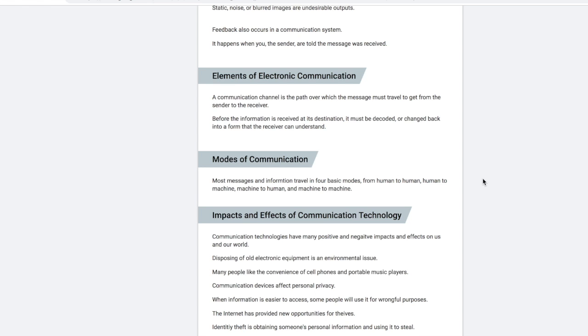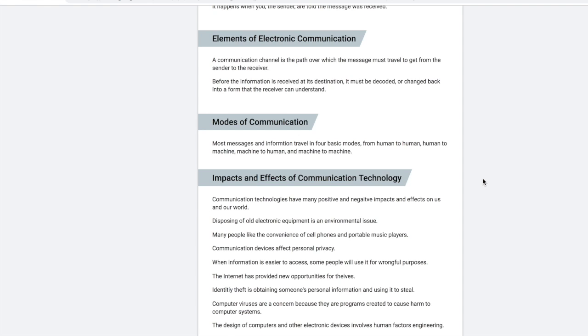Elements of electronic communication. A communication channel is a path over which the message must travel to get from the sender to the receiver. Before the information is received at its destination, it must be decoded or changed back into a form that the receiver can understand.